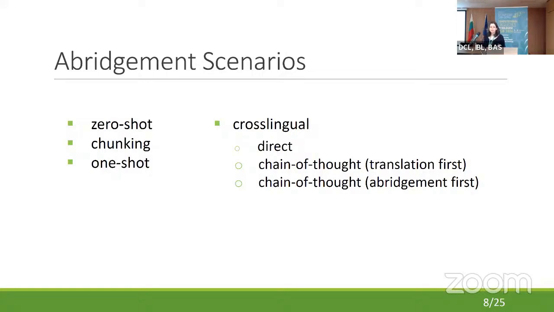And then there is also the cross-lingual scenario, which comes in three sub-scenarios: direct, such as zero shot, and then a chain of thought scenario where more than one prompt is given, such as when the model is asked to first translate the text and then abridge it, and then vice versa, first abridge and then translate it.